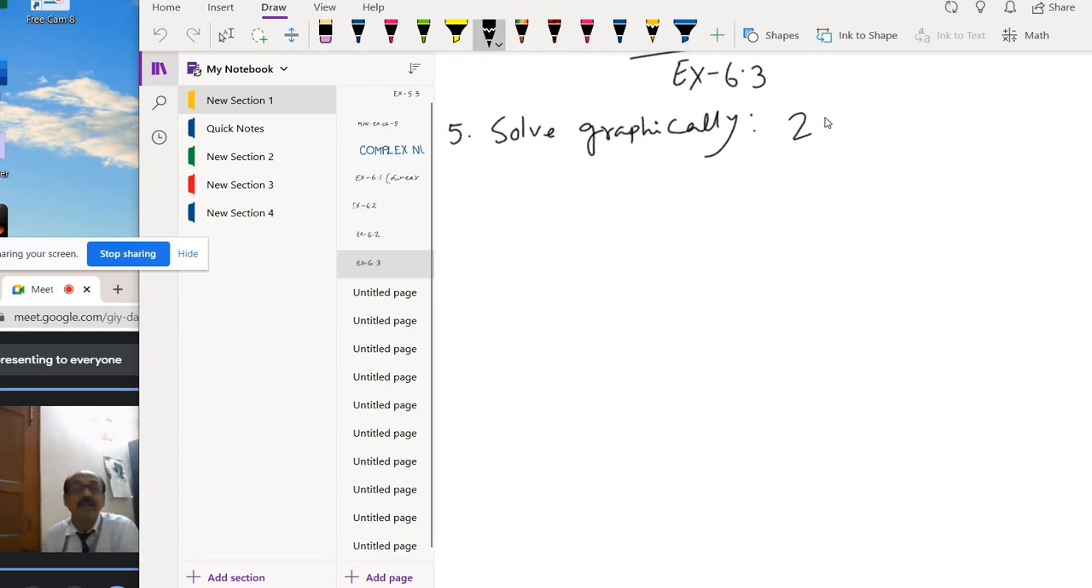2x minus y greater than 1 and x minus 2y less than minus 1. Okay? 2x minus y greater than 1 and x minus 2y less than minus 1.